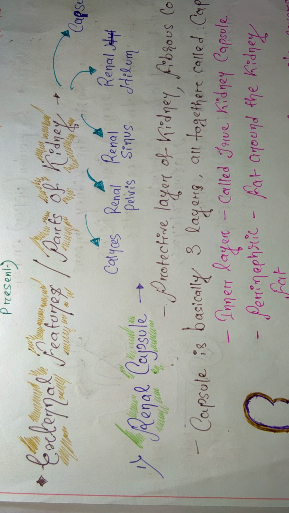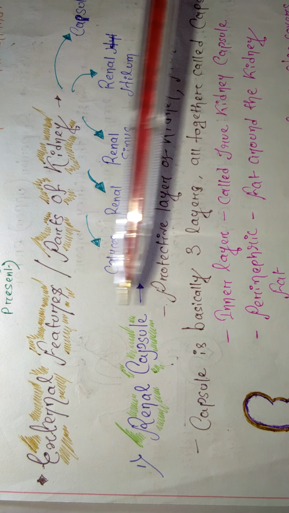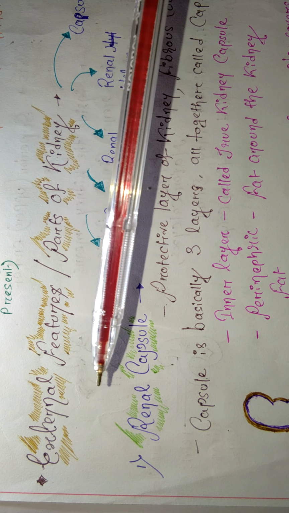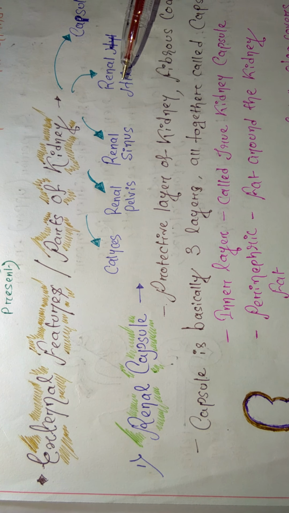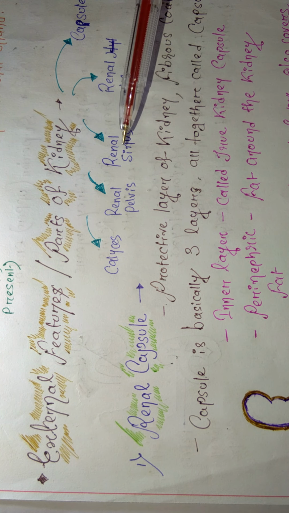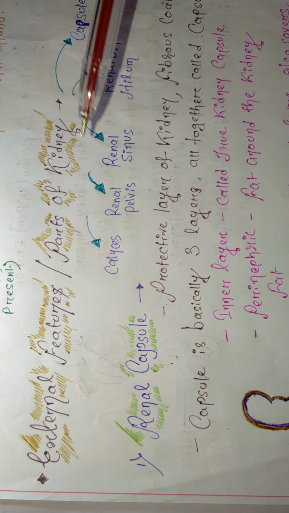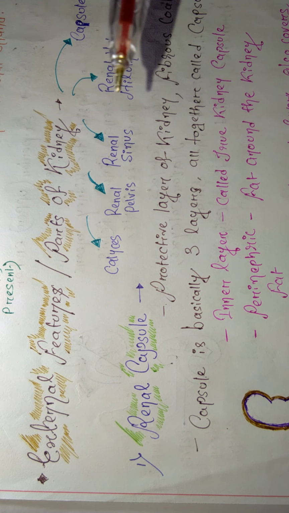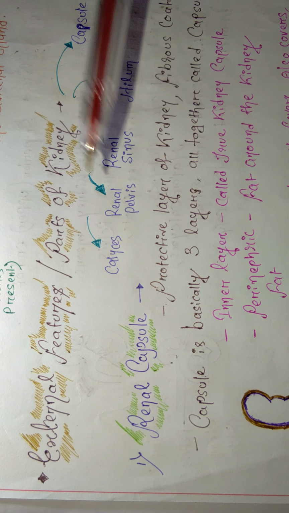Okay, so today we will again study about the kidney. We were studying the features or structures of the kidney, the external features or parts: capsule, renal hilum, renal sinus, renal pelvis and calyces. Today we will study the internal features of the kidney. If we cut our kidney and see inside, what will we see? We will study that.